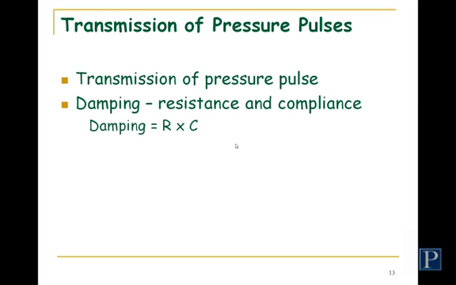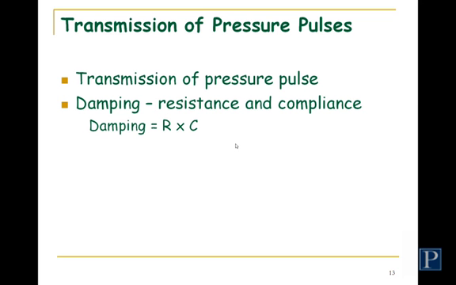And one thing I do want to mention, it is in your notes, is that how fast the pressure wave is transmitted is related to compliance, and it's inversely related to compliance. So the less compliant the vessel, the faster it's transmitted. So if you compare aorta versus arteries versus arterioles, the larger the artery, the slower that pressure wave is transmitted. So as it moves down, it speeds up, speeds up, speeds up as it moves away from the aorta.